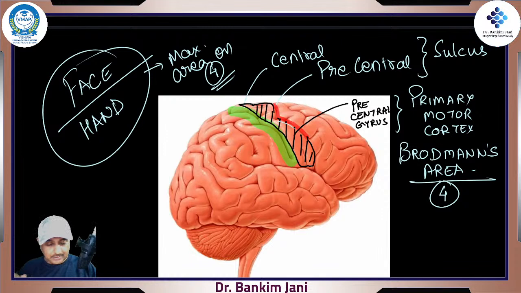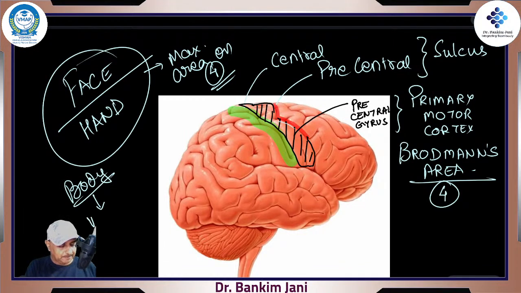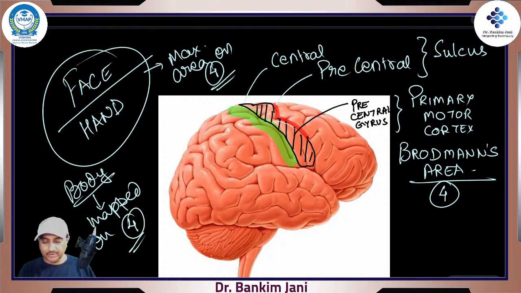So that is how the entire body is mapped, the full body, on area 4, the primary motor cortex. Definitely face and hand are given the larger areas. So it is this area which is sending all those signals for the motor functions.